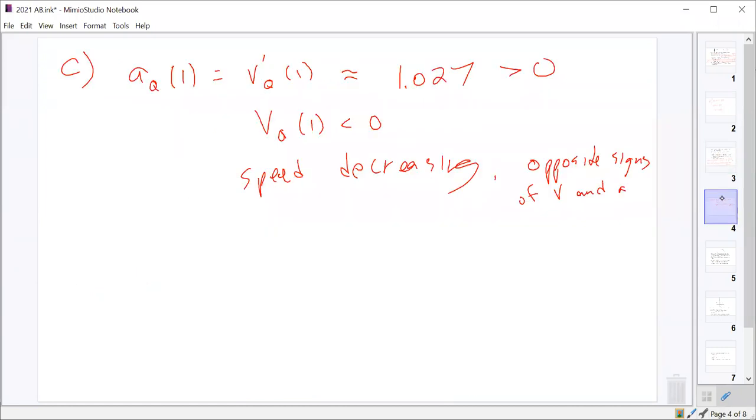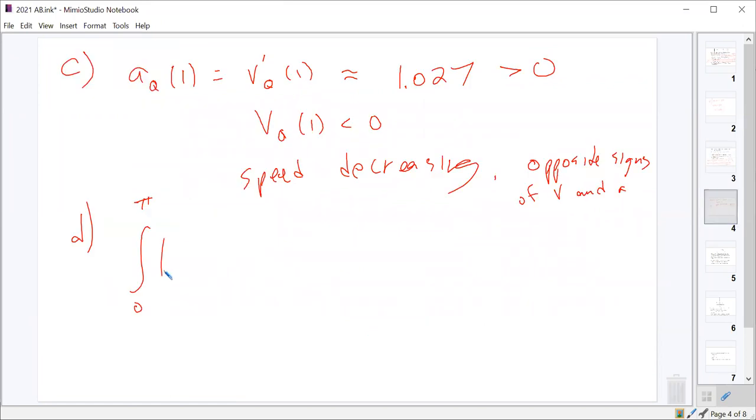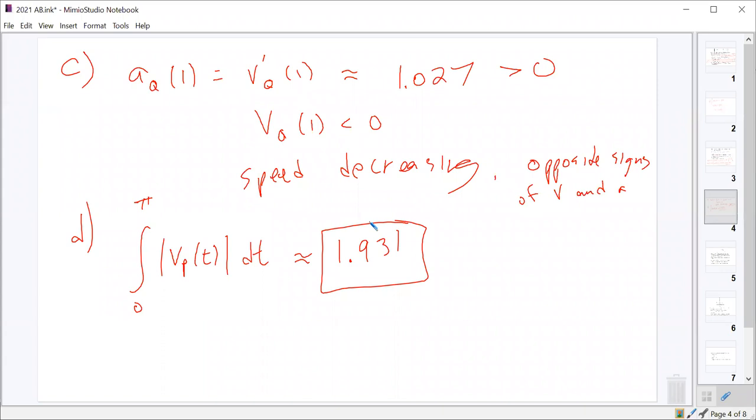Part D, find the total distance traveled by particle P from 0 to pi. So total distance traveled ought to be the integral from 0 to pi. It was pi, not 2 pi. Of the absolute value of, was it particle P? Yeah. Absolute value of velocity, of speed. Integrate speed to find total distance traveled. What would that come out to be? 1.931? Any questions or issues there with part D or any of the rest of that problem at all? You're all good? Zoom, are you all good? All good. Great.